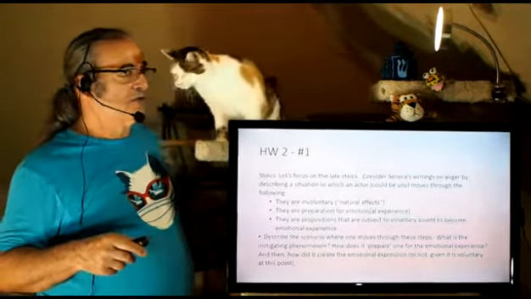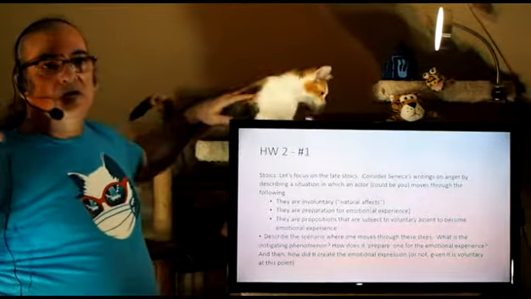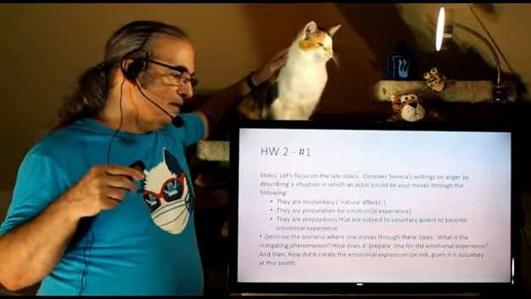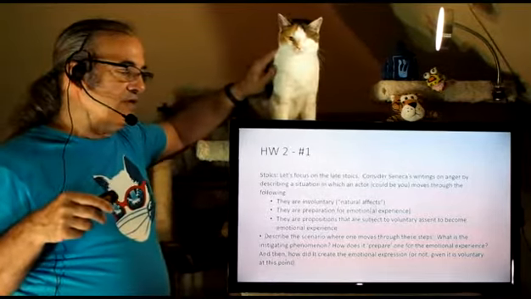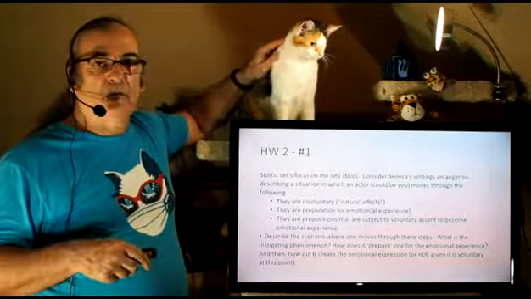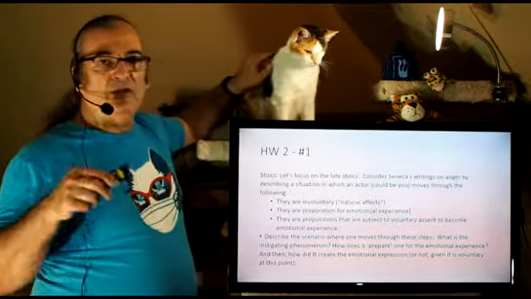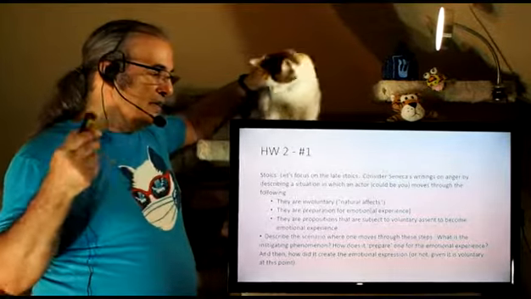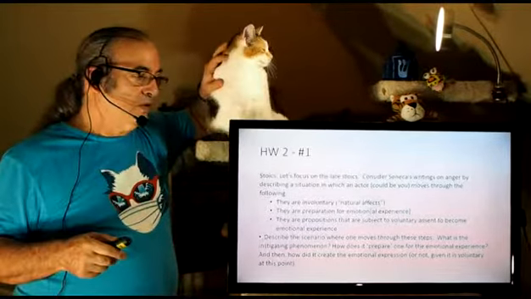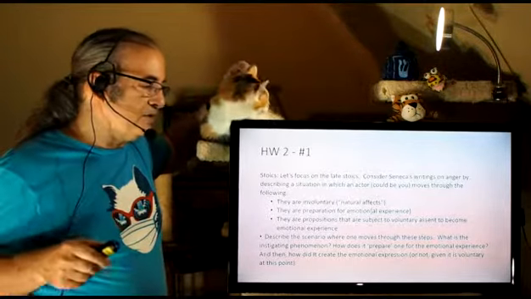Their propositions that are subject to voluntary assent, and that means that the actor has a choice to go with it or maybe not, to inhibit it, right? And describe the scenario where one moves through these steps. So you're telling a story, right? What is the instigating phenomenon? What triggered it? So we want to get back to that stimuli idea. How does it prepare one for the emotional experience, this process? And then how did it create the emotional expression? Or not, because we're looking at this as a voluntary mechanism at this point, right?